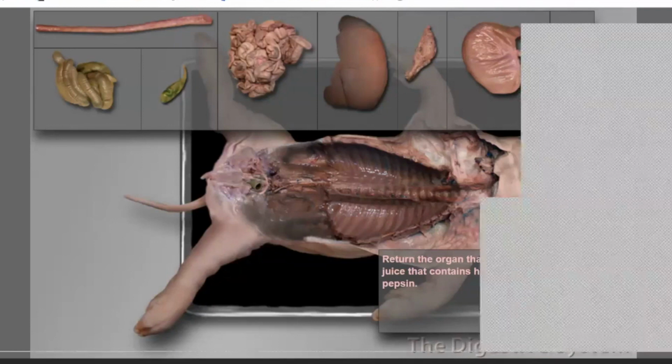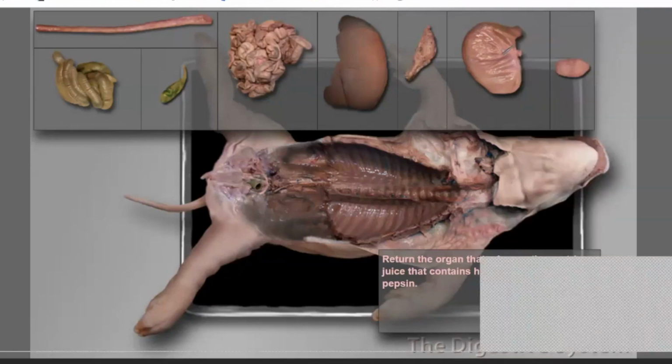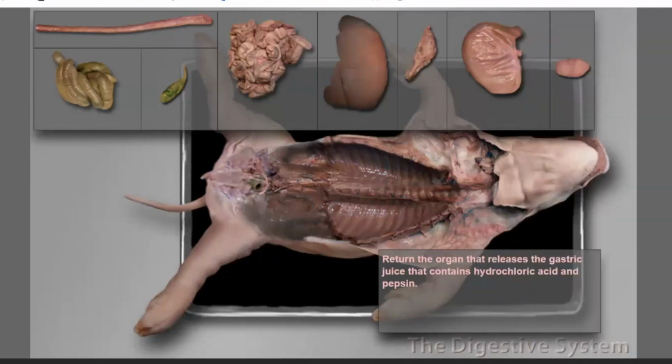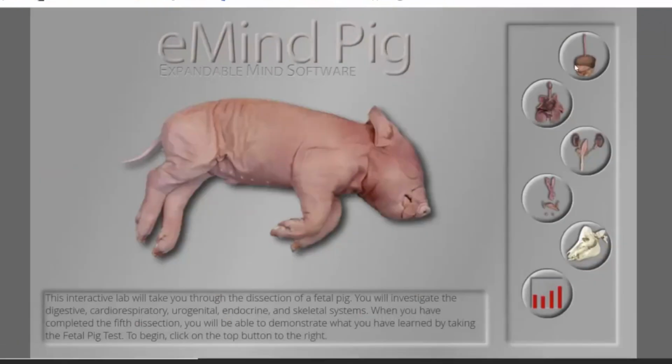So that is the digestive system. If anybody has any questions, you can feel free to put them in the chat or unmute yourself and go ahead and ask whatever you want.